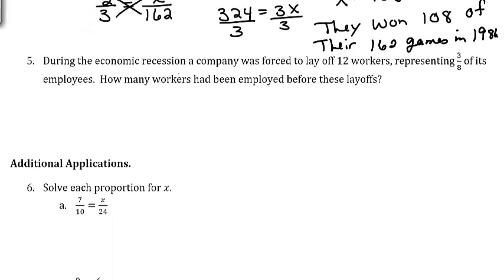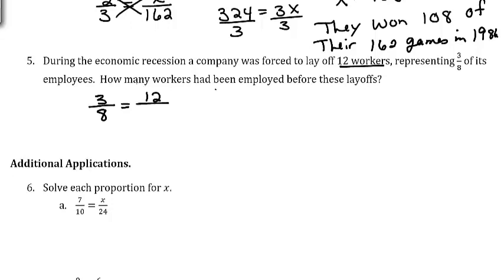During the economic recession, a company was forced to lay off 12 workers, representing 3/8 of its employees. How many workers had been employed before these layoffs? So the ratio of the layoffs was 3/8, and they tell us that 12 workers were laid off, so that's the part of the workers that were laid off, so that's going to be our top number.